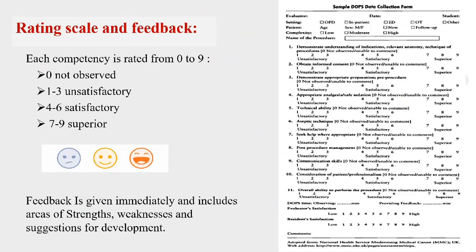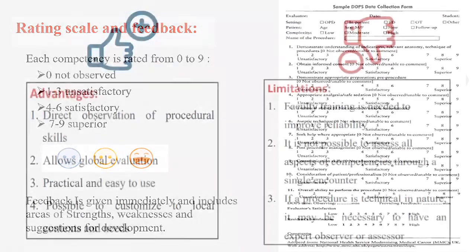And each competency is rated from 0 to 9. 0 if it's not observed or it's not applicable to this procedure. 1 to 3 if it's unsatisfactory. 4 to 6 if it's satisfactory. 7 to 9 superior. After this rating, we give the candidate feedback. It has to be immediate feedback and it has to be constructive. So we will tell him details about what was good, what was bad, and what he needs to improve.